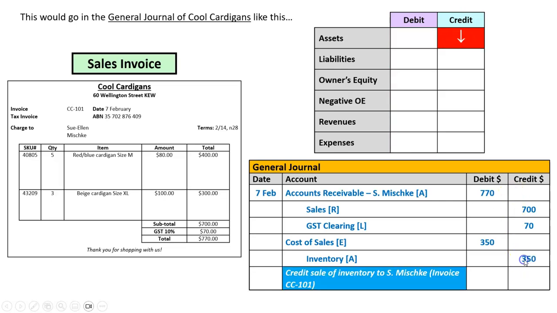We might get asked to make an explanation, and we always want to give too much information just in case, and we'll say credit sale inventory to S. Mishke, and most importantly, we have that document number, invoice CC 101.